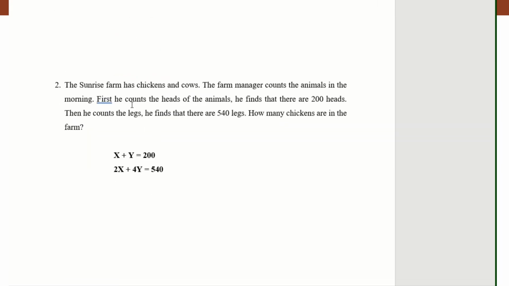Next one, Sunrise Farm has chickens and cows. First he counts the heads of the animals. There are 200 heads, so X plus Y is 200. The number of chickens and number of cows must be 200. Then he counts the legs and finds that there are 540 legs. So 2 for each chicken and 4 for each cow is 540. Then you can plug it into the calculator, and you can find the number of chickens and number of cows.